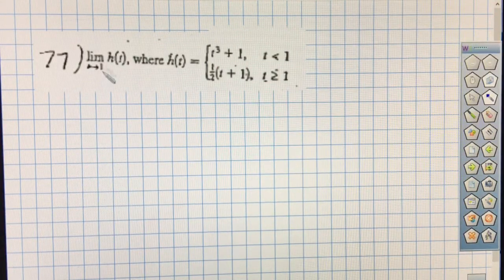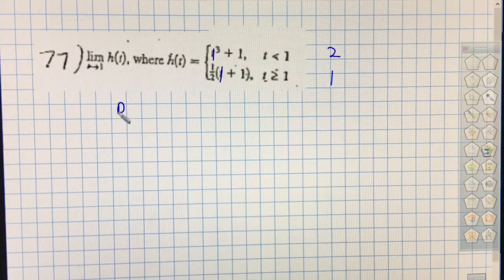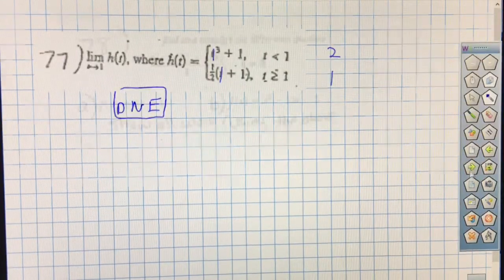77, it's not a one-sided limit, it's from both sides. So I plug the 1 in, that gives me 1 plus 1, which is 2. This limit is 2. I plug the 1 in, 1 plus 1 is 2, half of 2 is 1. This is the wonderful, the limit does not exist because they don't equal one another. If you ever saw Mean Girls, that's what she meant.